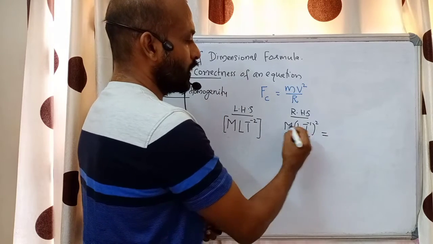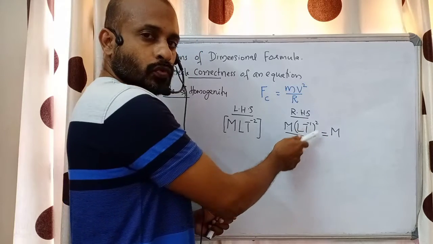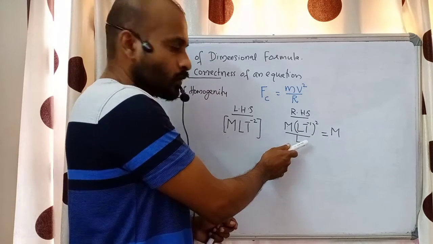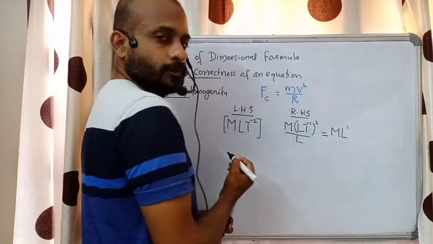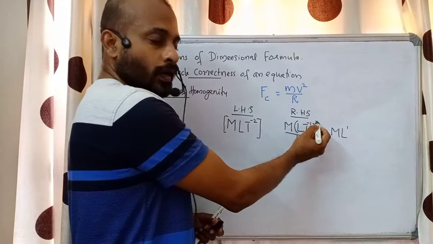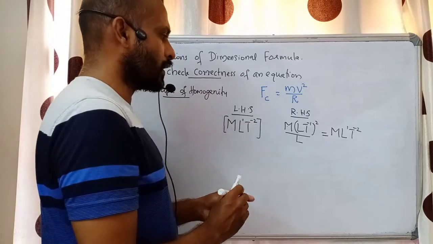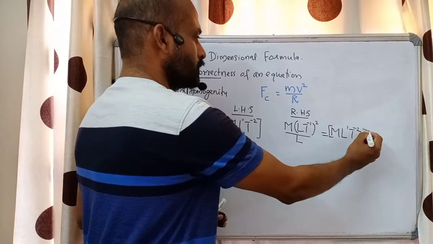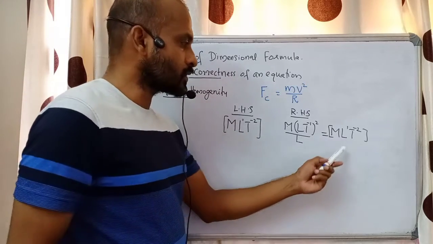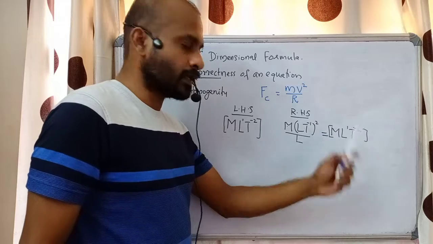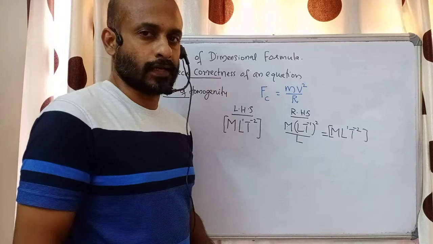So when you simplify, you will get M. Then we have L raised to 2 in the numerator and L in the denominator. So one L cancels. What will be left then? L raised to 1. Then t raised to minus 1, the whole square, is equal to t raised to minus 2. Okay. So compare the dimension formula of the right side and left side. LHS we have M L t raised to minus 2. RHS also we have the same dimension formula M L t raised to minus 2. Hence we can make sure that this equation is correct.